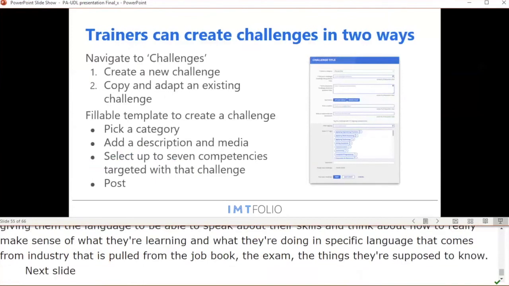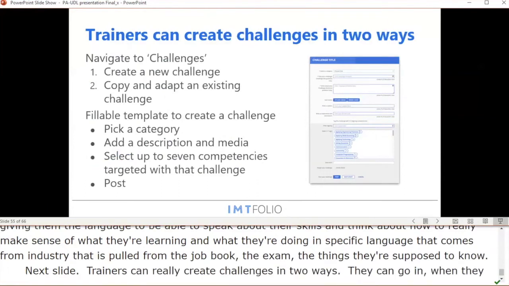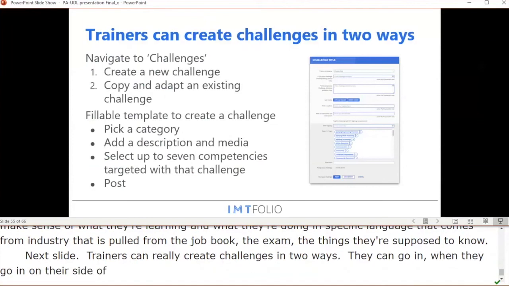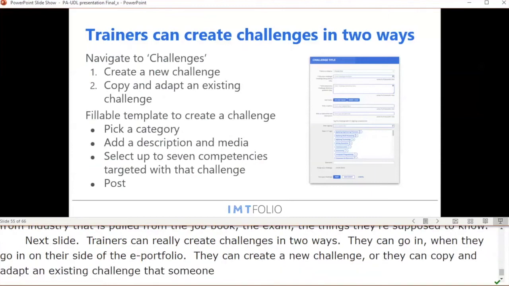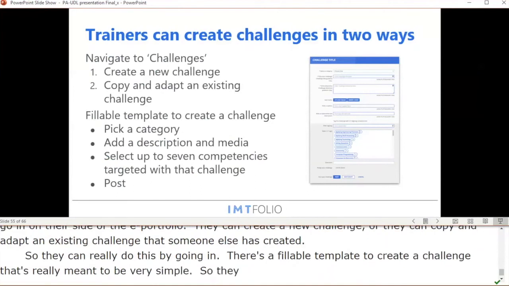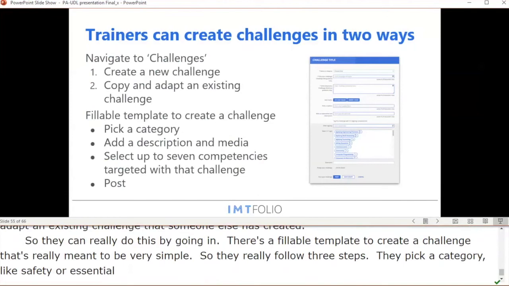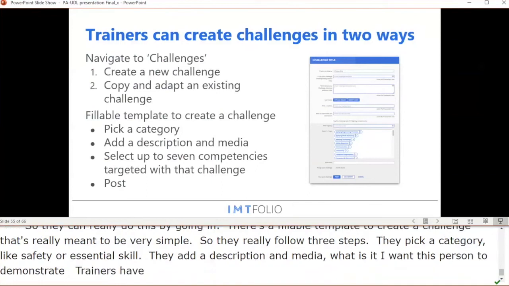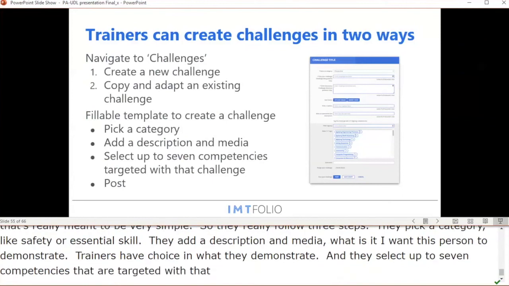So trainers can create challenges in two ways. When they go in on their side of the e-portfolio, they can create a new challenge, or they can copy and adapt an existing challenge that someone else has created. There's a fillable template to create a challenge that's meant to be very simple. So they just follow 3 steps. They pick a category. They might say safety or essential industry skills. They add a description and media, which is really, what do I want this person to demonstrate? And again, trainers have choice in what they demonstrate. And then they select up to 7 competencies that are targeted with that challenge, and then they post it. And once it's posted, the apprentice can take it. So if you go on to the next slide.